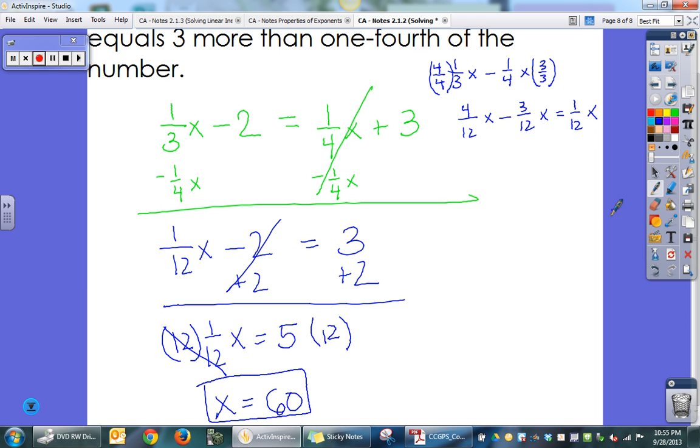So again, you could check. 1/3 of 60 is 20. 20 minus 2 is 28. And then 1/4 of 60 is going to give me 15.